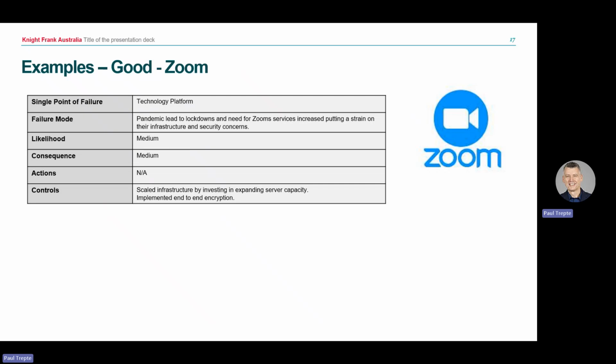We all became familiar with Zoom during the pandemic, and I'm sure not many of us had heard of them before the pandemic. During the pandemic, Zoom suddenly experienced unprecedented growth in the use of their platform, which unfortunately highlighted the vulnerability of their infrastructure to cope with additional traffic and security issues. A great opportunity for them to grow, but it just highlighted the risks that they had. To combat the identified point of failure, Zoom invested in additional infrastructure and implemented end-to-end encryption. Again, an example of good risk management.